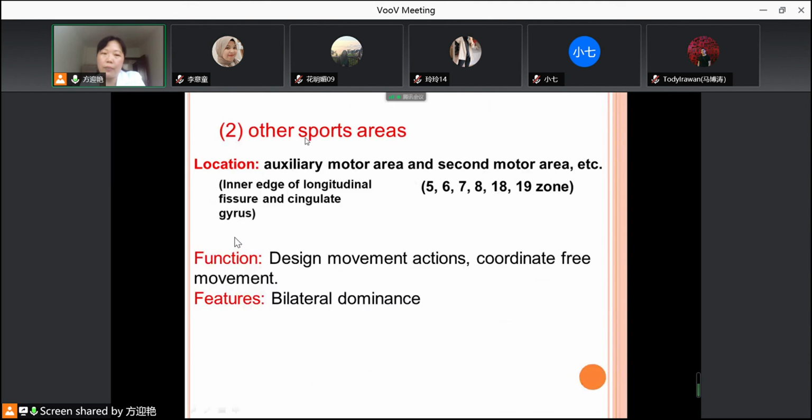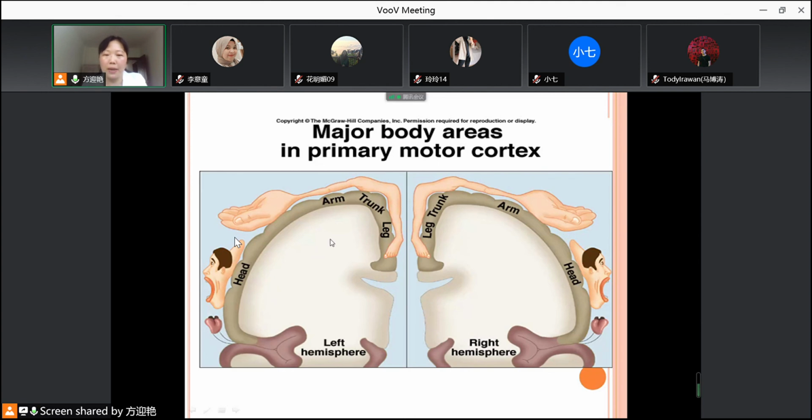After the primary motor area come the other motor areas, like the premotor area and the supplementary motor area, areas 5, 6, 7 and so on. Their major function is to design movement actions and plan your movement, and the feature is bilateral dominance. Thinking about the primary motor cortex, the left or right hand is the same, it is all the same. You can see the hand and the head.